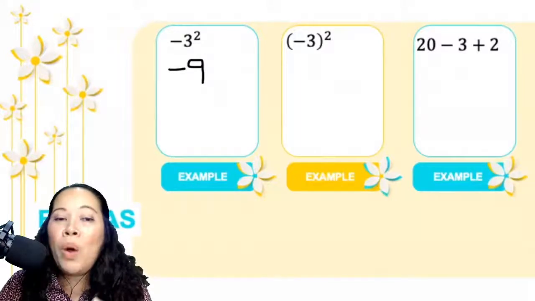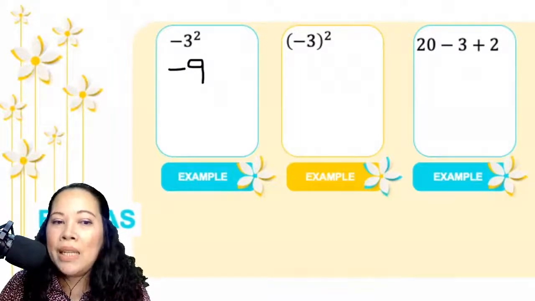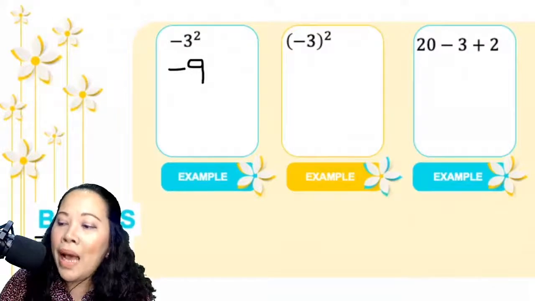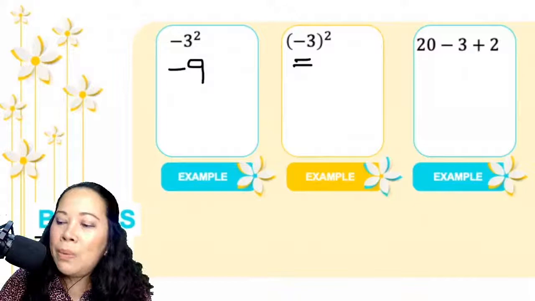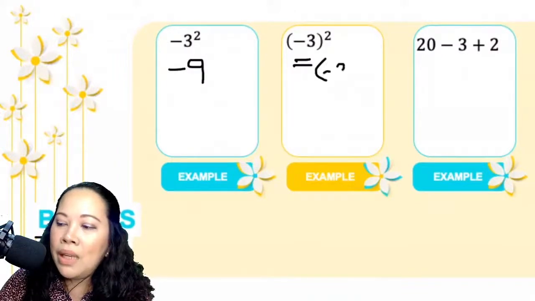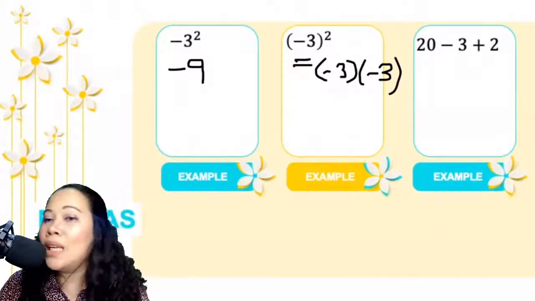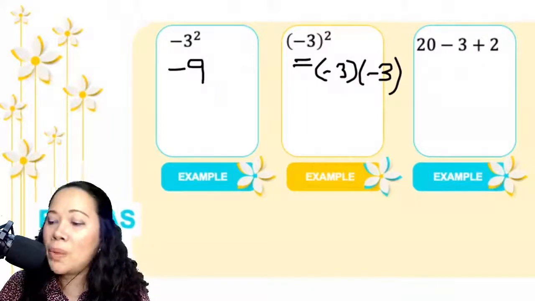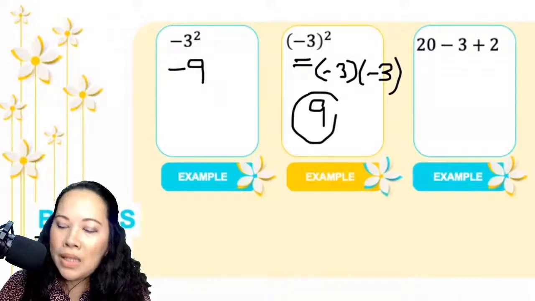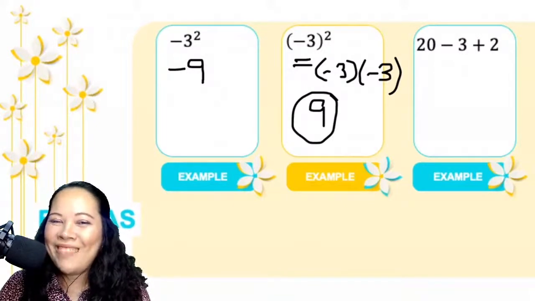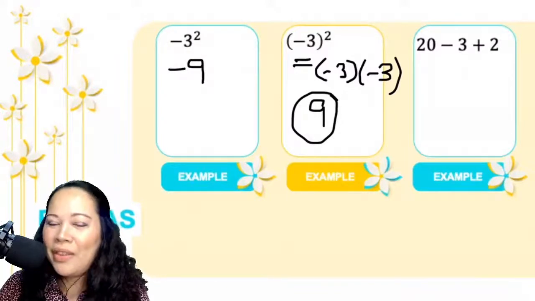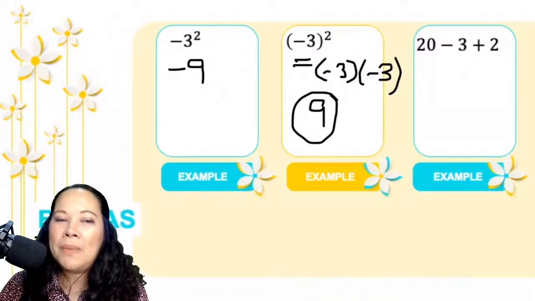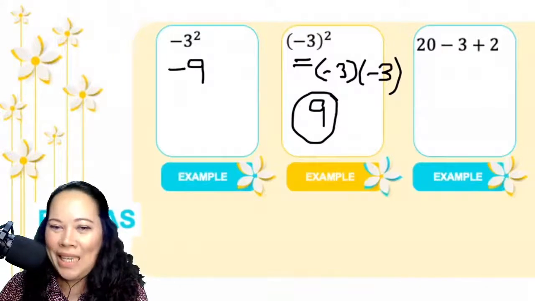But what if there is a bracket? That means that if there is a bracket, we have to deal with the one inside the bracket first. So if it is being squared, that is understood to be negative 3 times negative 3. Negative 3 times negative 3 becomes positive, so this is positive 9. So with the bracket, it becomes positive. Without the bracket, it becomes negative only.